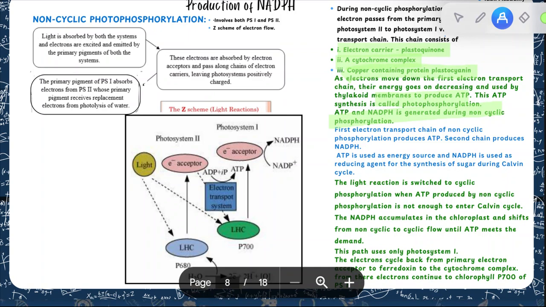And the rest is just a revision of the cyclic photophosphorylation. And here they have a few important points that the light reaction is switched to cyclic phosphorylation when ATP produced by the non-cyclic phosphorylation is not enough to enter the Calvin cycle. So the NADPH accumulates in the chloroplast and shifts from non-cyclic to cyclic flow until the demand for ATP is complete.